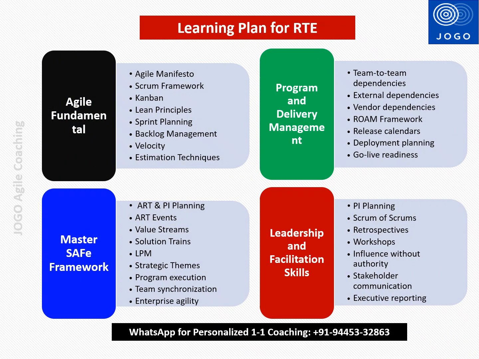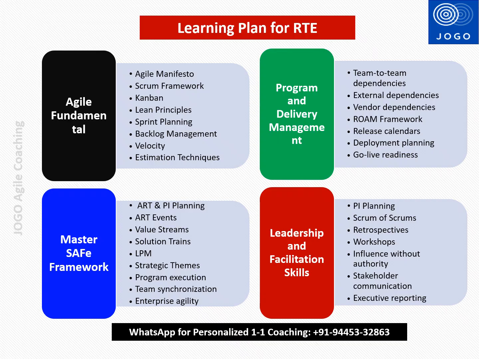Now let us understand the learning roadmap to become an RTE. If you want to become an RTE, you should focus on 4 areas to learn and develop your skill. The first one is Agile fundamentals. You should know Agile manifesto, Scrum framework, Kanban, Lean principles, sprint planning, backlog management, velocity, and estimation techniques. You should know the concepts, how to apply them, and the do's and don'ts related to these agile fundamental concepts. This should be the first step to start learning to become an RTE.